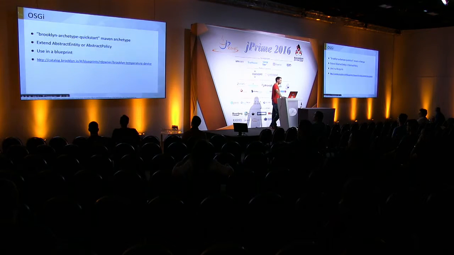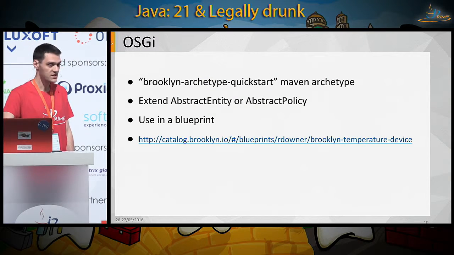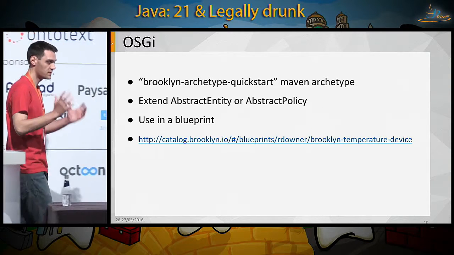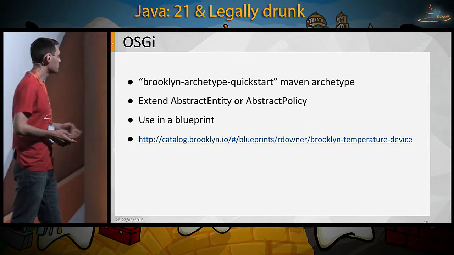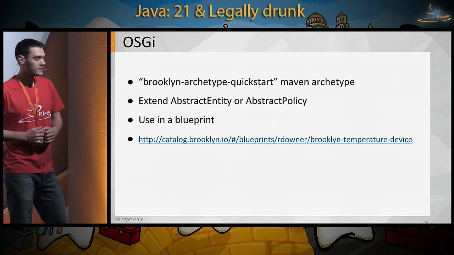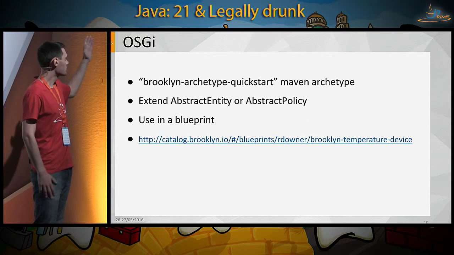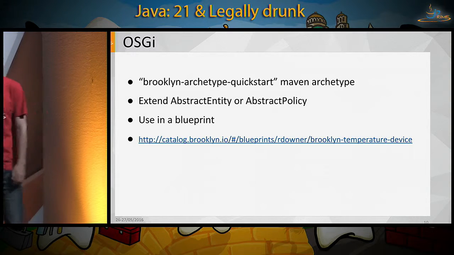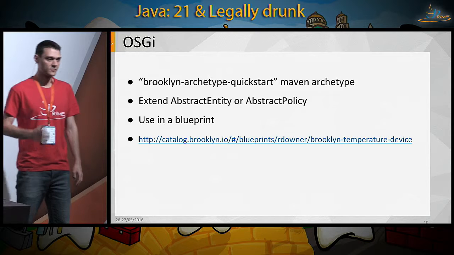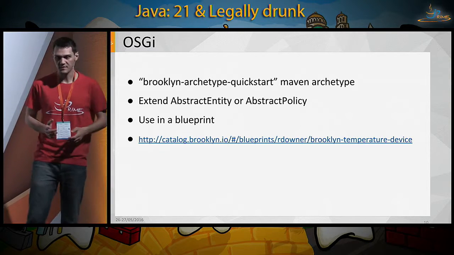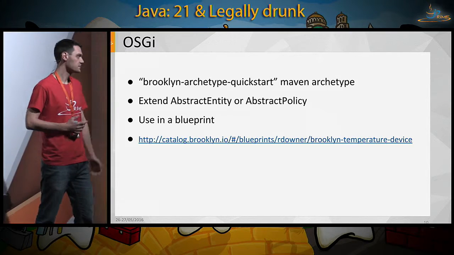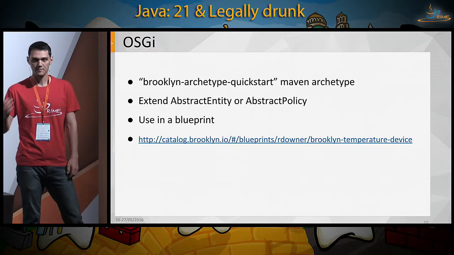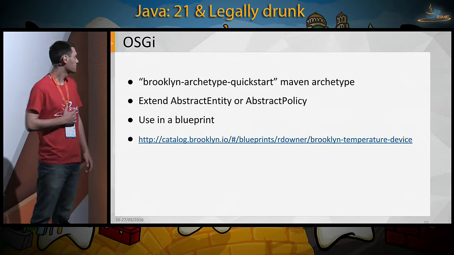And as I already mentioned, you can extend Brooklyn using Java. So what you can do if you have a very specific case which is not handled by the existing entities, you can just create your own implementation. The quickest way is to use the Maven archetype we provide, which is the Quick Start project, and create a wireframe from it. Essentially what it does is create a Maven project which has OSGi configuration, so when you build your project, it will end up as an OSGi bundle, which can be inserted inside Brooklyn at runtime.